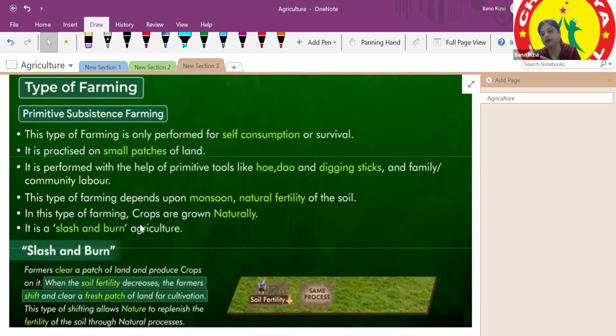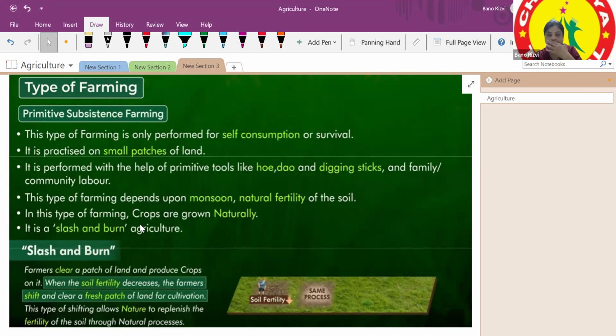They use the natural fertility of the soil. In this type of farming, crops are grown naturally. It is slash and burn agriculture. What is slash and burn? What they do is dry the land and then burn it. When they burn it, the ash mixes with the soil and it becomes fertile.